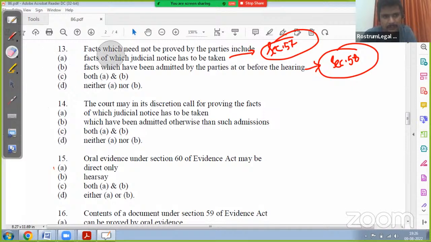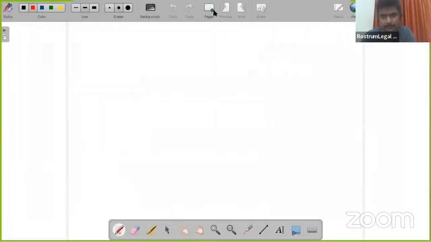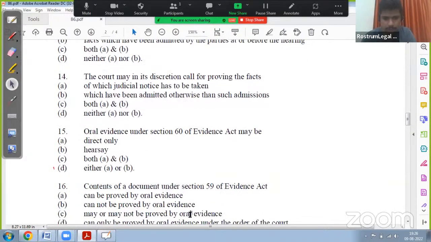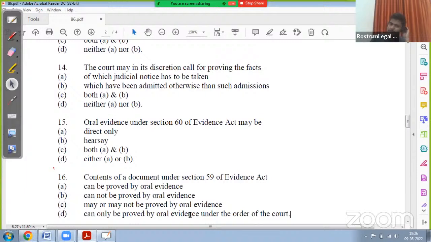Contents of a document under section 59 of Indian Evidence Act can be proved by option A, can be proved by oral evidence, option B, cannot be proved by oral evidence. Option C, may or may not be proved by oral evidence. Option D, can be proved only by oral evidence under the order of the court. Question number 16. What should be the correct answer?